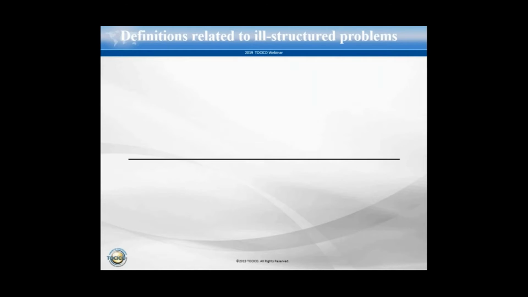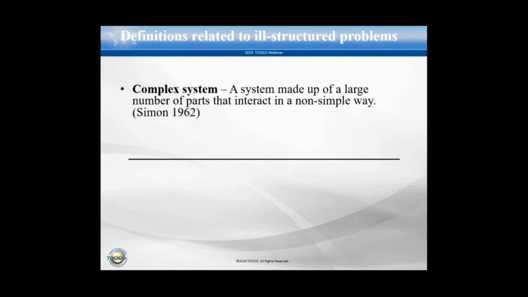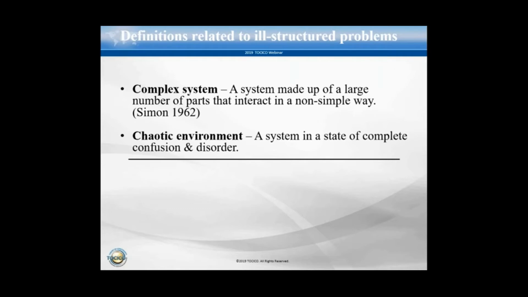Definitions related to ill-structured problems. In '62, Simon provided this definition of a complex system: a system made up of a large number of parts that interact in a non-simple way. As you see on most of my slides, I provide a reference, and at the bottom of the slide, the citation. So if you want to learn more about that specific topic, that's a pointer of where you might start. A chaotic environment, and this is just out of a dictionary, a system in a state of complete confusion or disorder.